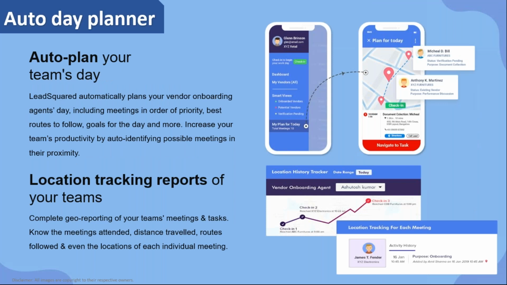Auto day planner is also one of the most amazing features of LeadSquared. What this feature does is automatically plan the day of the field onboarding agent. It will define the route on the basis of priority, so he won't have to figure out which lead he needs to cater to first and which last. The system will automatically plan a route for him, and he just needs to follow the route configured by the system. Likewise, the reports will automatically get transferred to the managers.